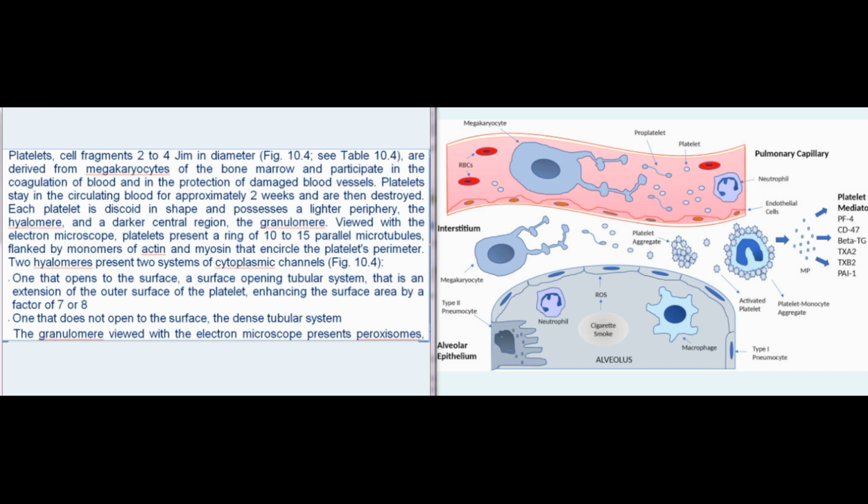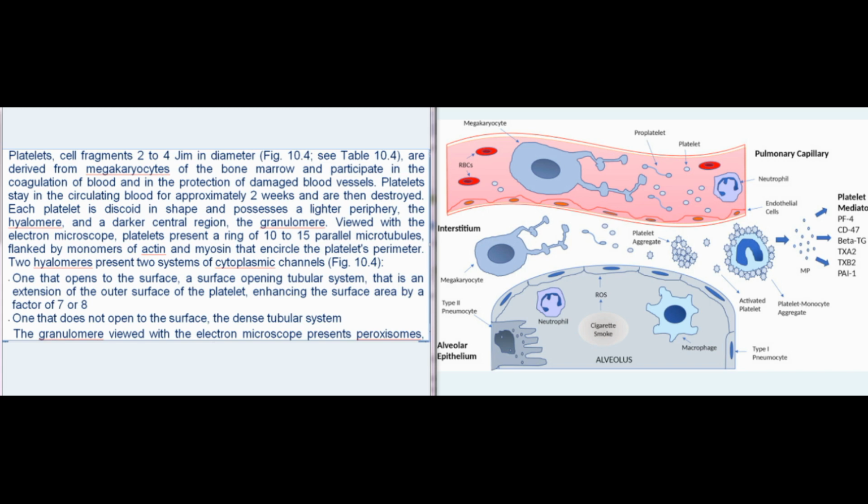Viewed with the electron microscope, platelets present a ring of 10 to 15 parallel microtubules, flanked by monomers of actin and myosin that encircle the platelet's perimeter. The hyalomere presents two systems of cytoplasmic channels, Fig 10.4. One is a surface opening tubular system that is an extension of the outer surface of the platelet, enhancing the surface area by a factor of 7 or 8. The other does not open to the surface, the dense tubular system.